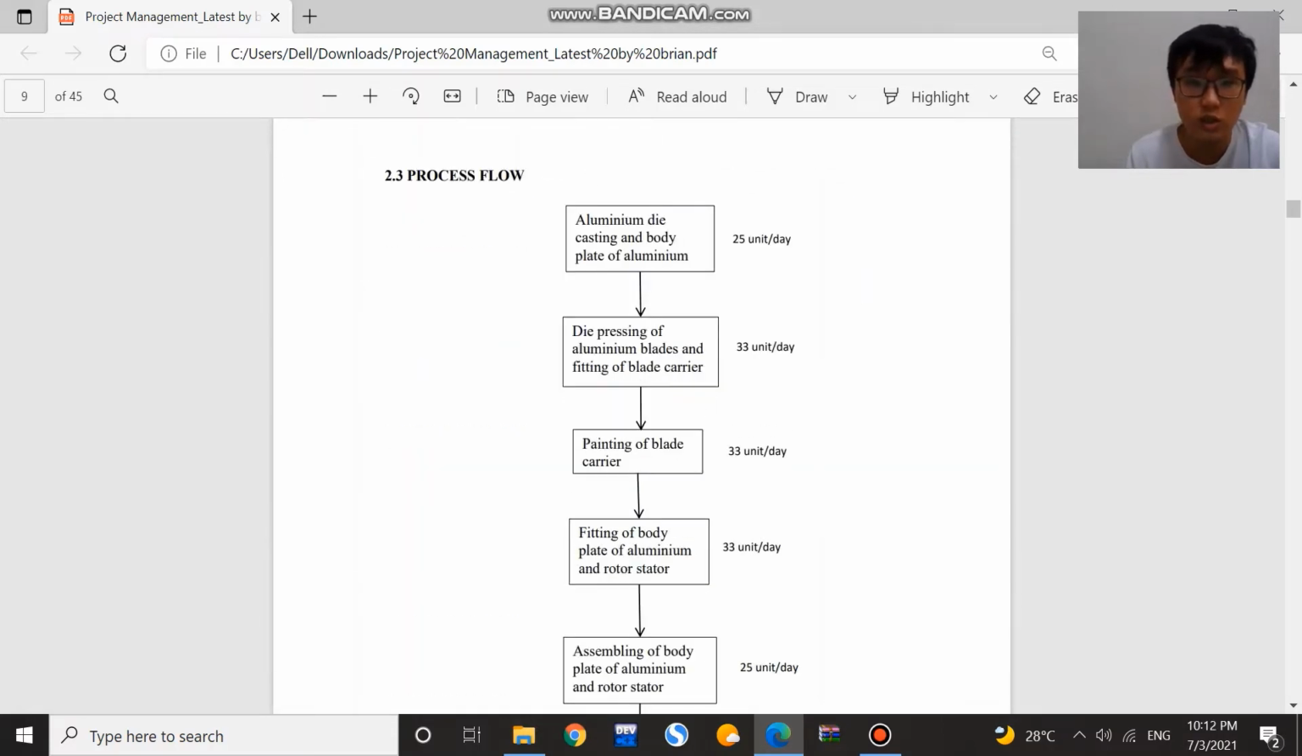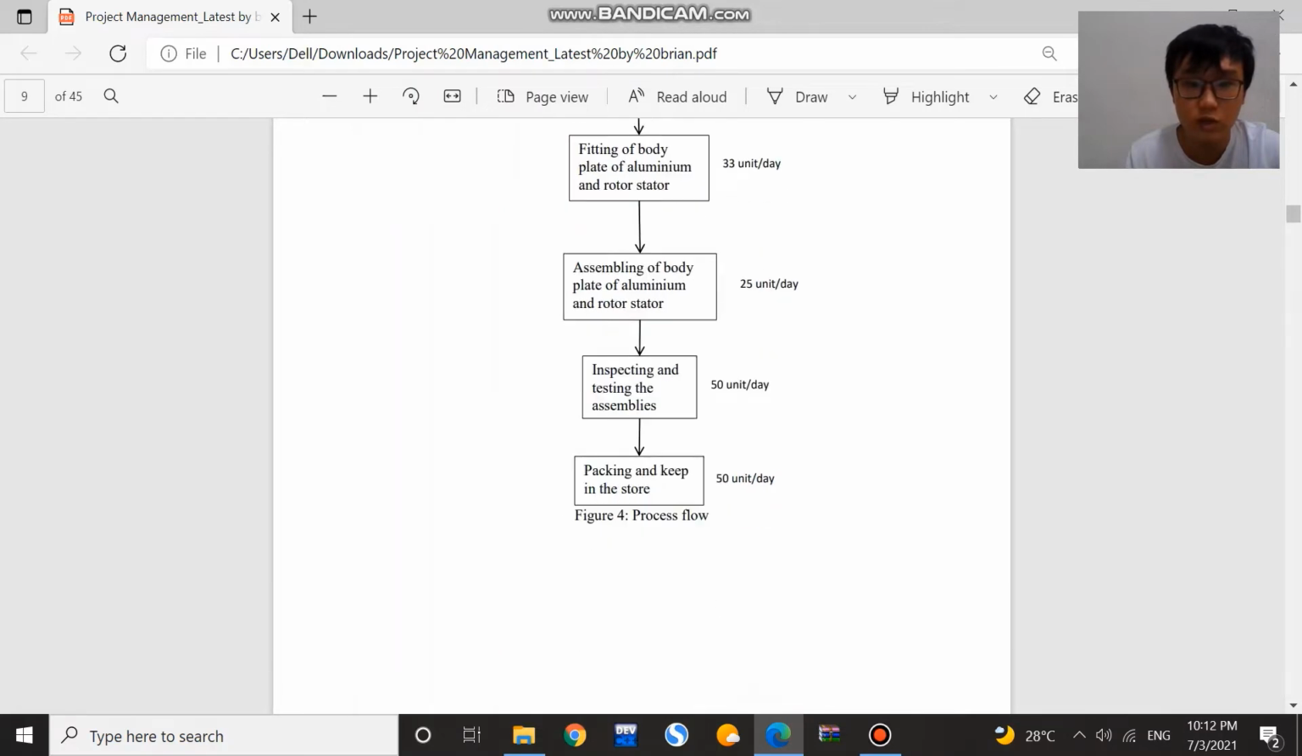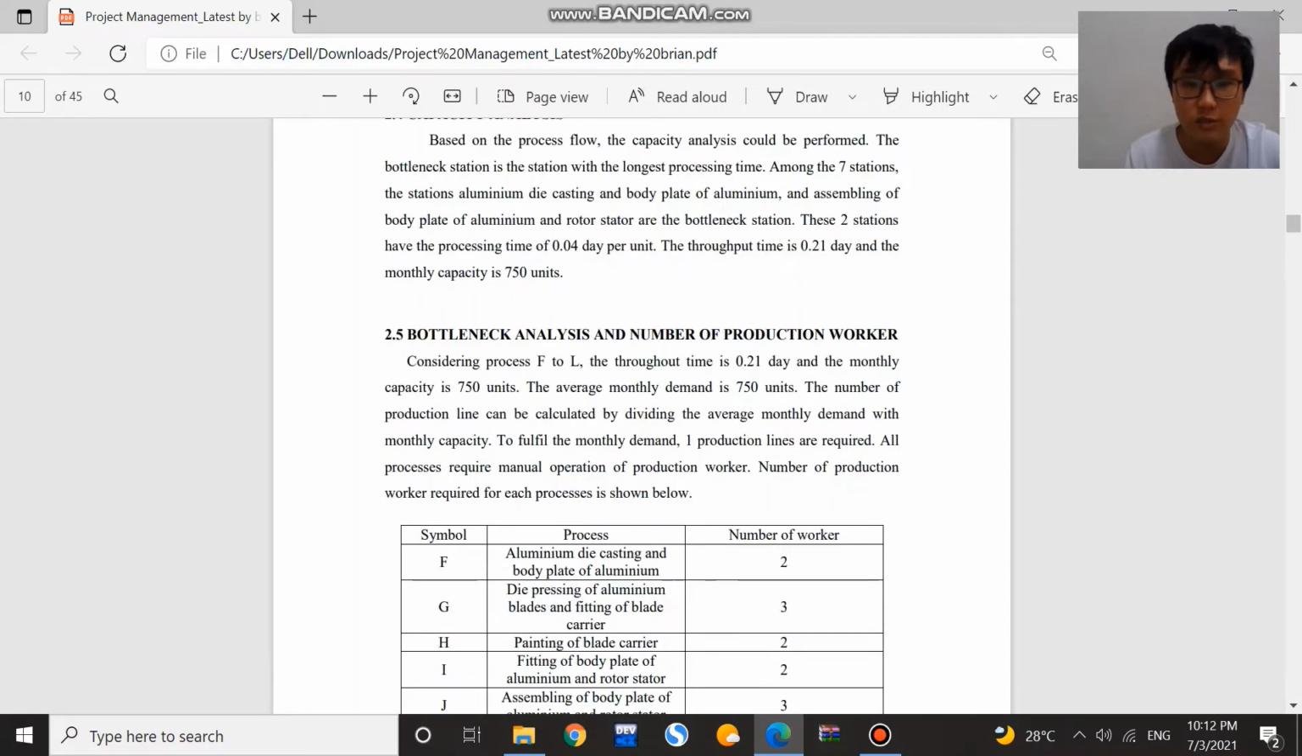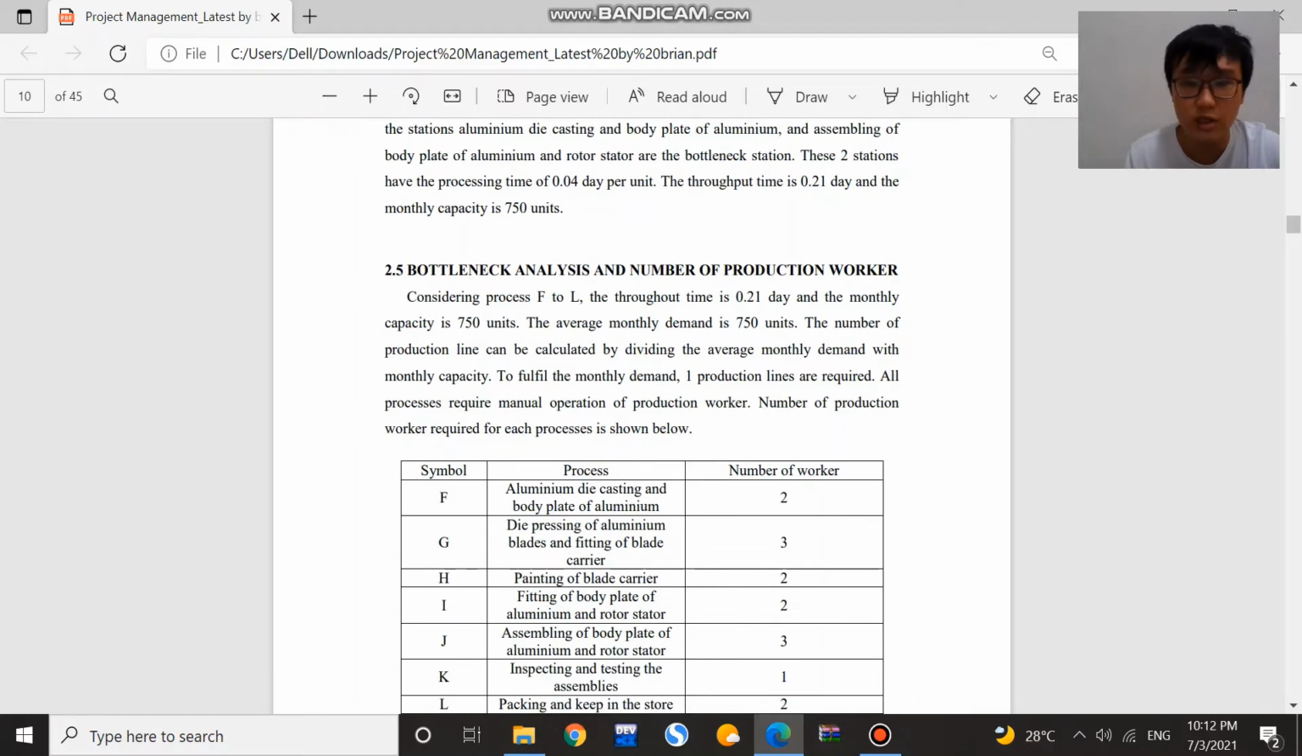Okay, next. So this is the process flow to manufacture a ceiling fan. So based on that, we found that among the 7 stations, the station aluminium die casting and body plate of aluminium and assembling of body plate of aluminium and rotostator are the bottleneck stations. Okay, so based on that, we found that the monthly capacity is 750 units. Since the monthly capacity and the monthly demand is the same, so we only need one production line.